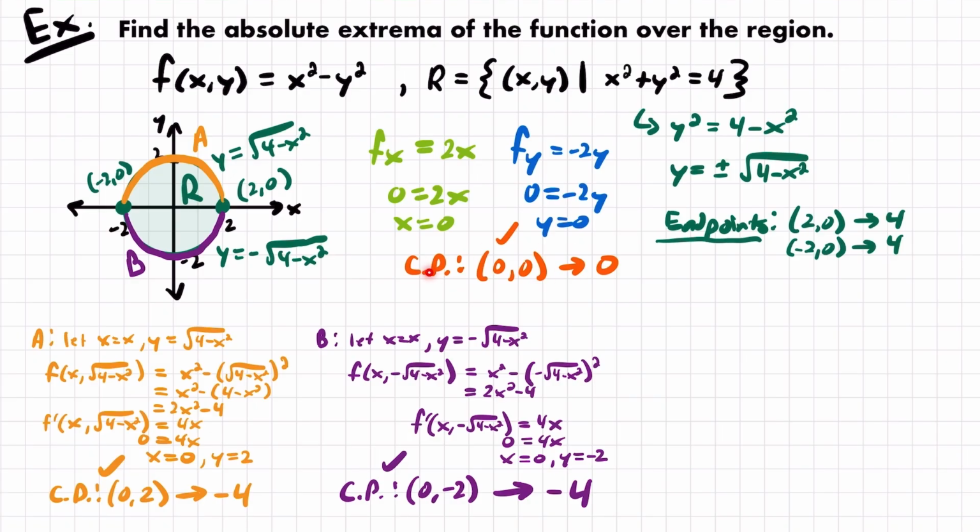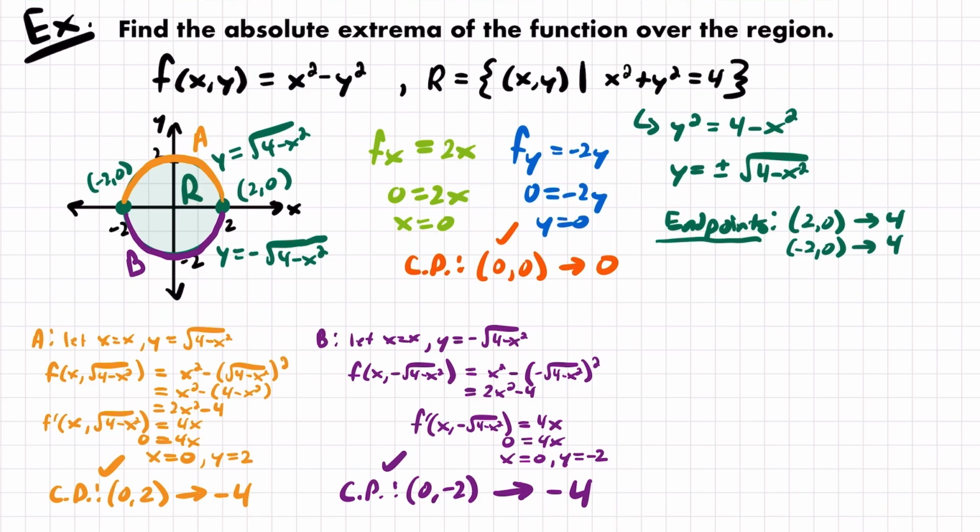And so we want to consider this critical point, these two endpoints, and then these two critical points from the boundaries. And so the biggest value of z that I see is 4. These two endpoints have 4 as their output value. And then the smallest value I see is not 0, but negative 4. Both of these 2 points have a z value of negative 4.